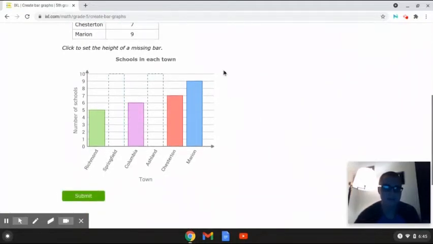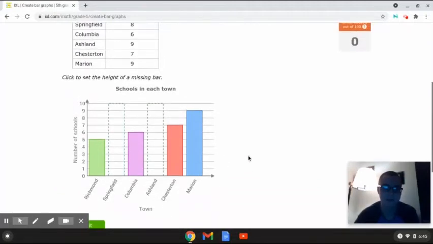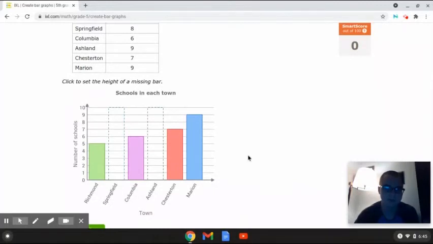Okay, so this chart is showing the schools in each town. And for the x-axis, we have the town, and for the y-axis, we have the number of schools. And if we look, Richmond, Columbia, Chestertown, and Marion have already been filled in for us, and Springfield and Ashland still need to be filled in. Okay, so if we look for Springfield, we have 8, so we're going to drag the bar up to 8. And for Ashland, we have 9. So we're going to drag the bar up to 9.